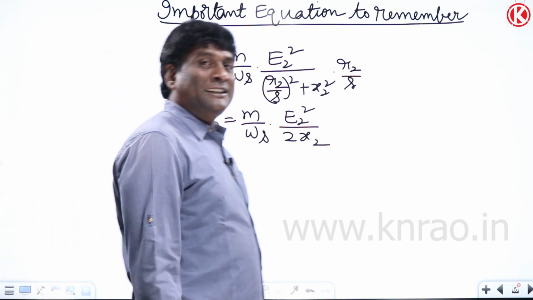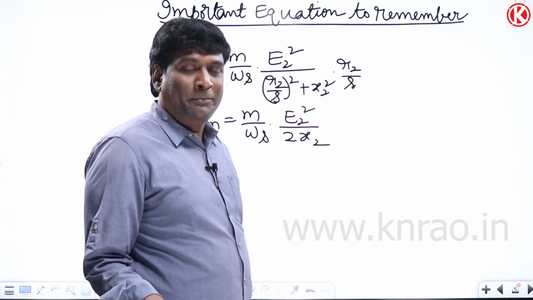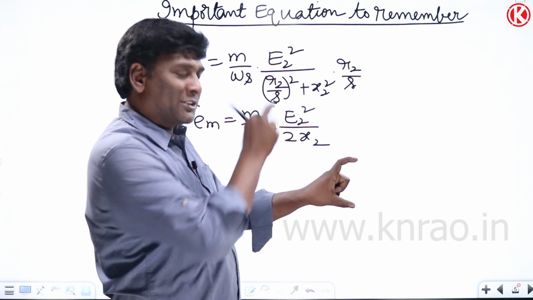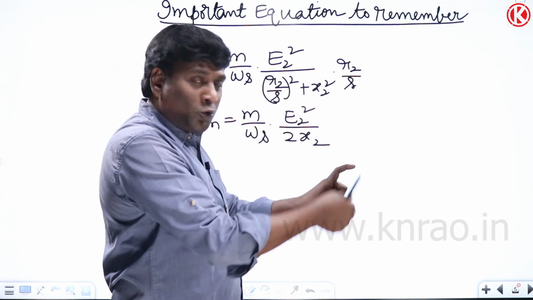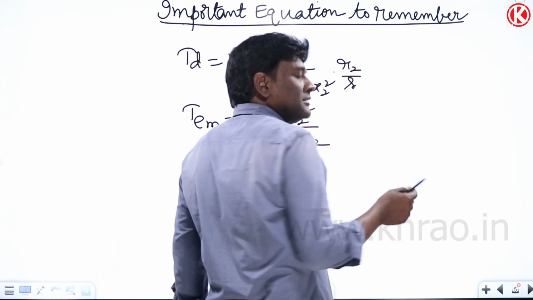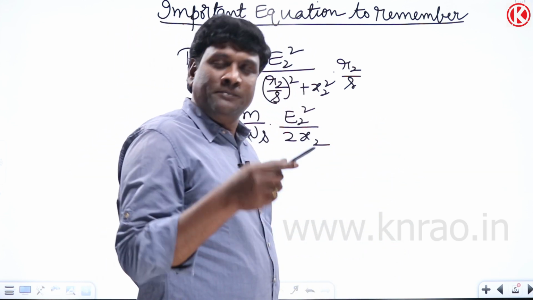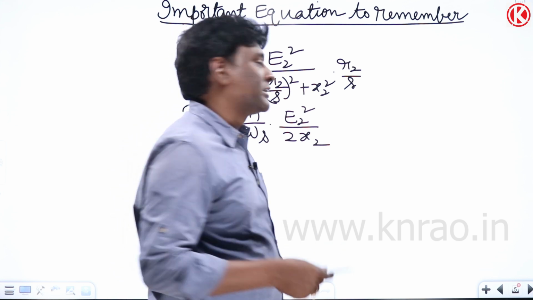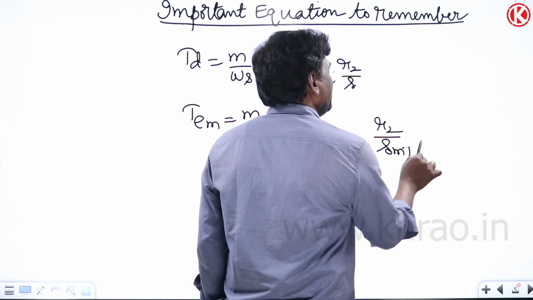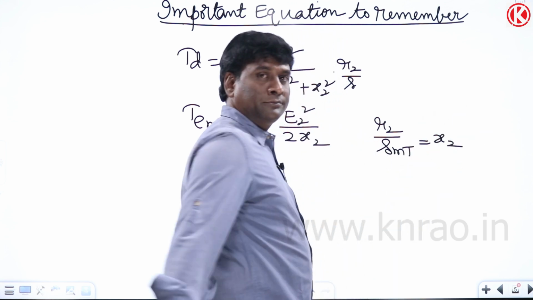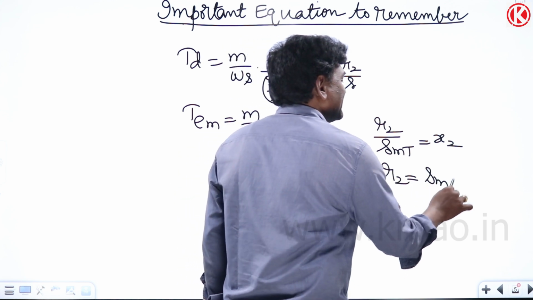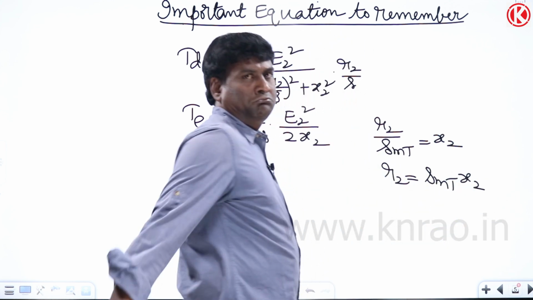Now, the slip at which maximum torque occurs: R2 by S magnitude should be equal to x2 magnitude, such that maximum power will be absorbed, the maximum power condition for R2 by S. So at the maximum torque condition, R2 by SMT equals x2, or I can say that R2 equals SMT into x2.